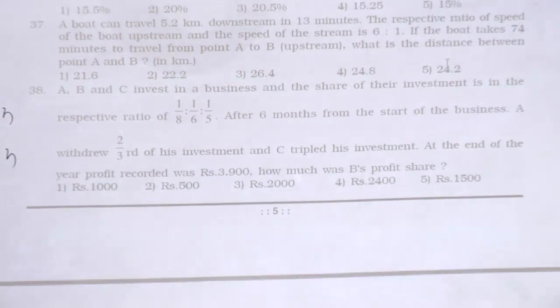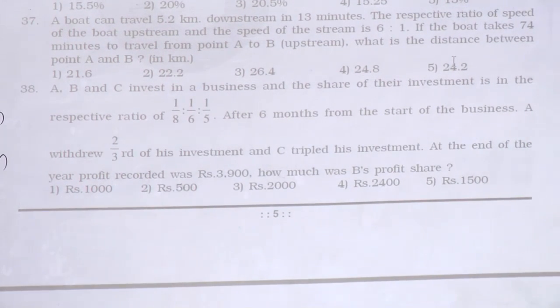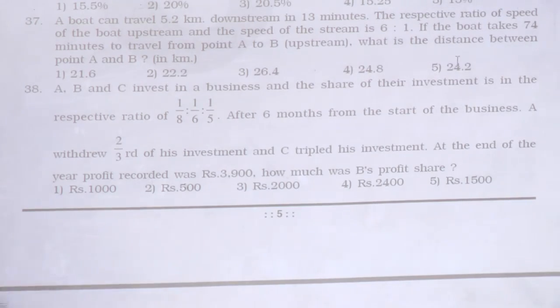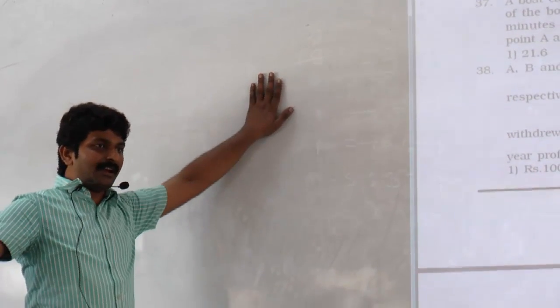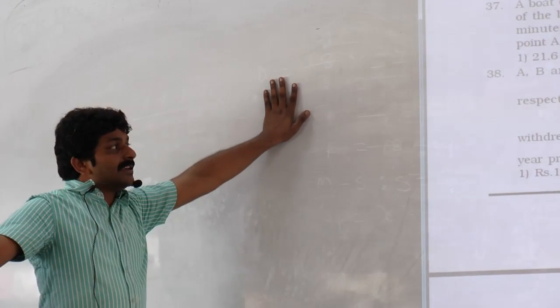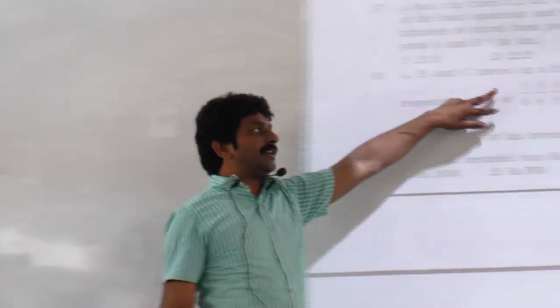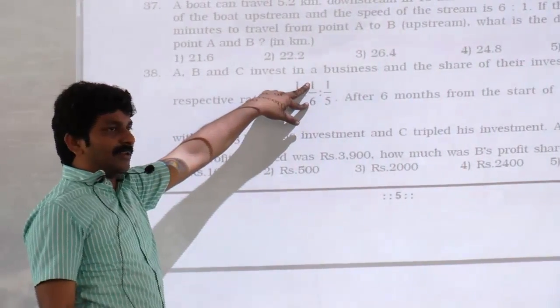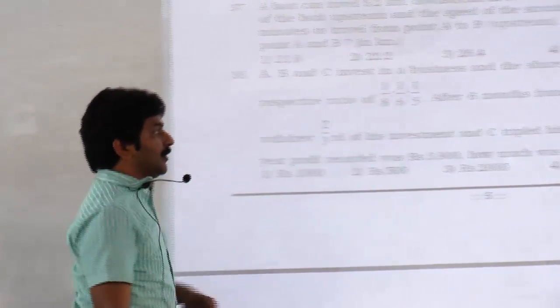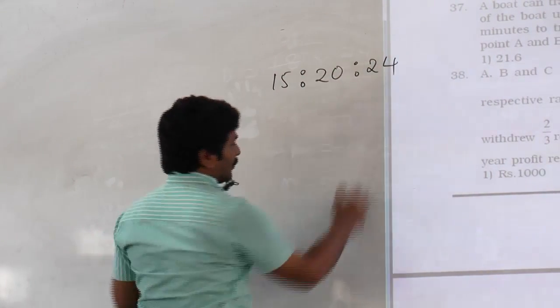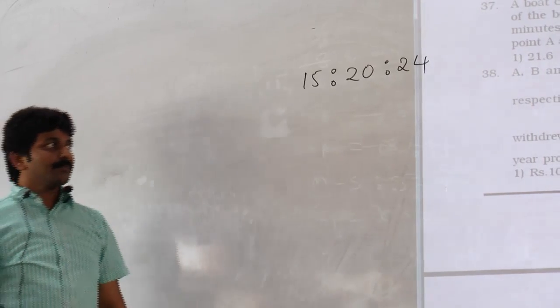A, B, C invest in a business and the shares of their investment are in the respective ratio 1/8, 1/6, 1/5. As you have fractions here, I don't want to use fractions. Let's take the LCM of the denominators and multiply every fraction with that. 5, 6, 8. What is the LCM? 120. 1/8 into 120, 15. 1/6 into 120, 20. And this is 24. So the ratio becomes 15, 20, 24. This is their capital ratio, investment ratio.